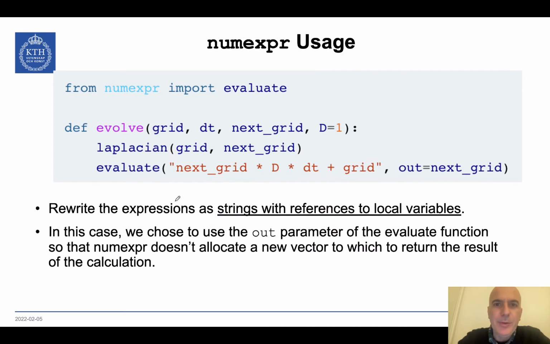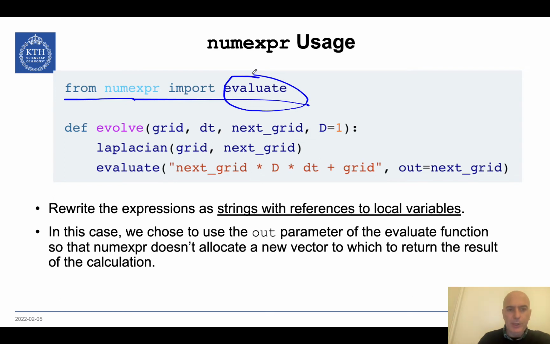So first we need to do the usual pip install numexpr, and then when we write the code, we just do the usual import. So we import numexpr, and in particular in this case the evaluate command. The usage of numexpr is very simple. We just rewrite the expression as a string with references to the local variables. We write the expression that we want to evaluate as a string. So you see here that this is a string.